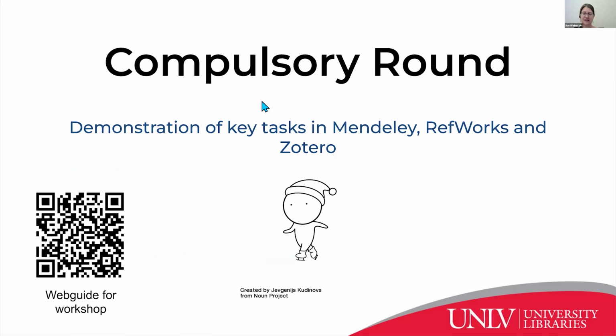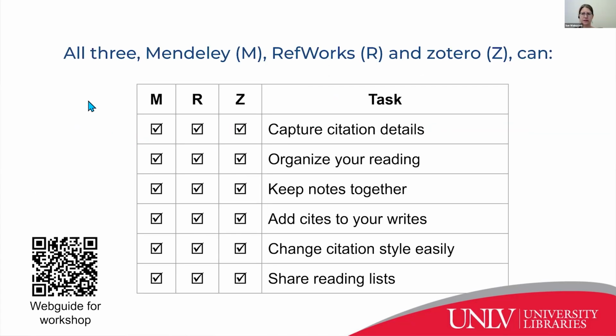So the compulsory round in figure skating competitions is an opportunity to demonstrate some key skills, right? So we're flipping the content a little bit to save some time, and on the web guide for the workshop, which again, there's the QR code in the slide, and also the link is in the chat box, you can see short demonstrations of 5 minutes or less for each of these three tools, Mendeley, RefWorks, and Zotero, showing some of the basic things that each of them can do. So we encourage you to look at those on your own time and at your own leisure.